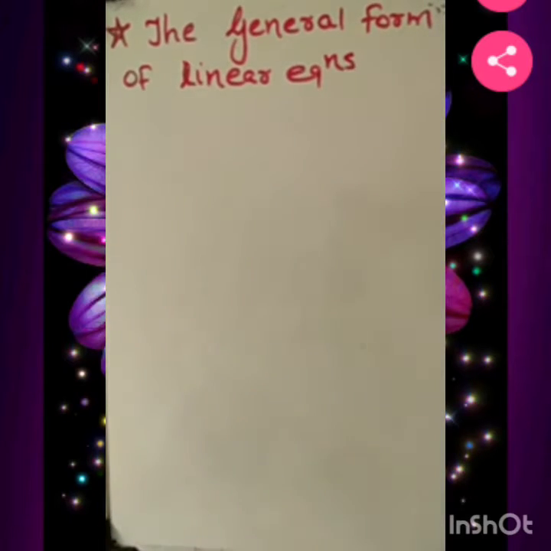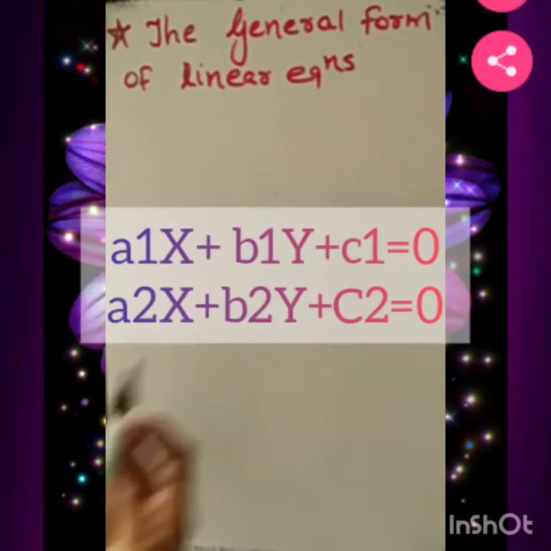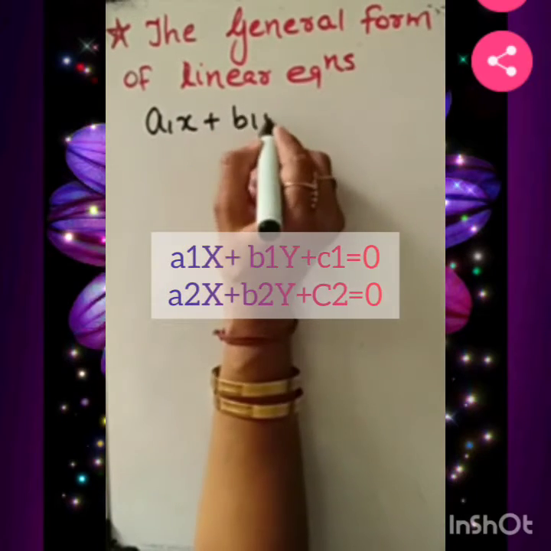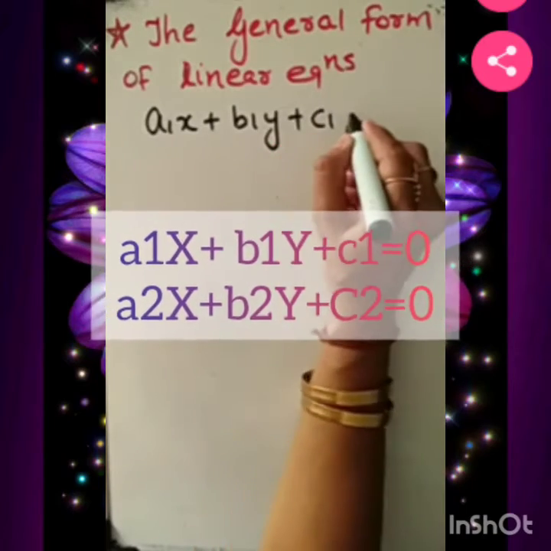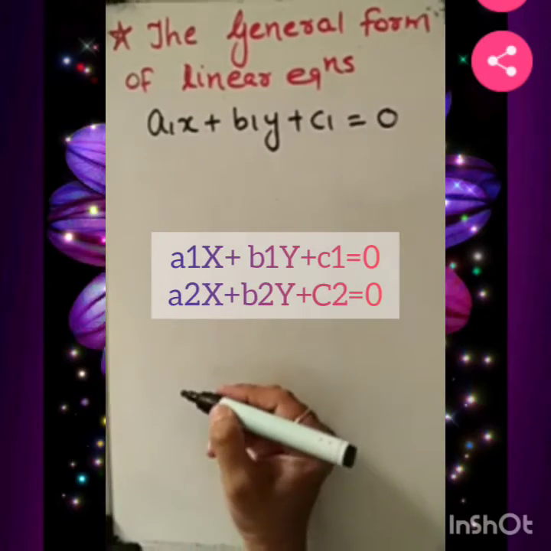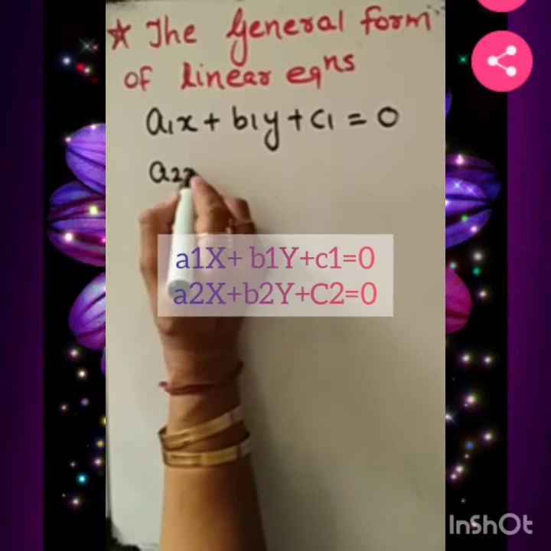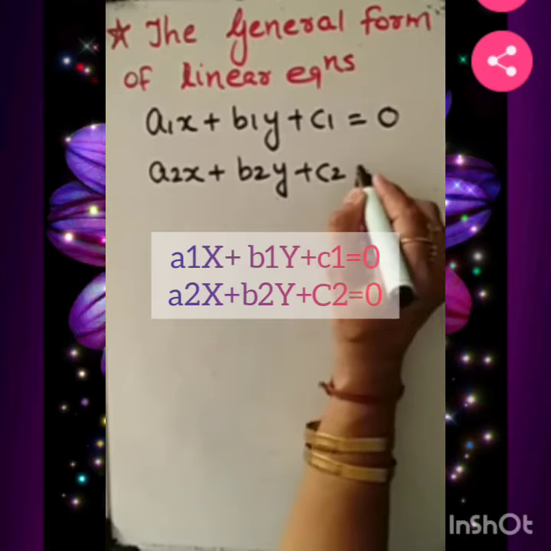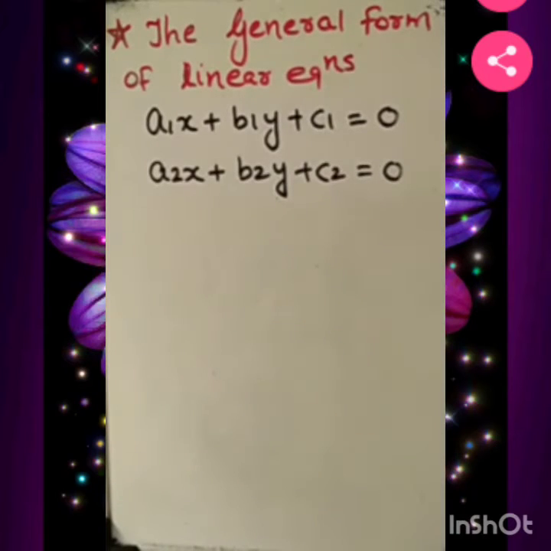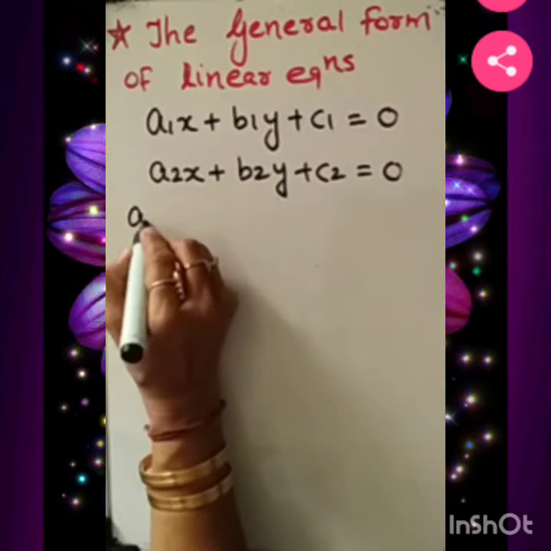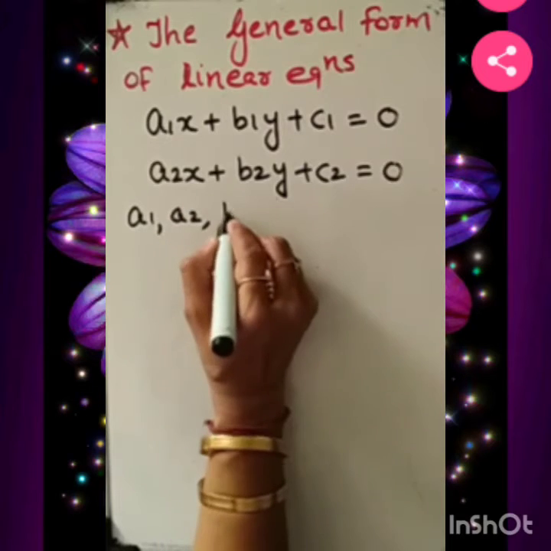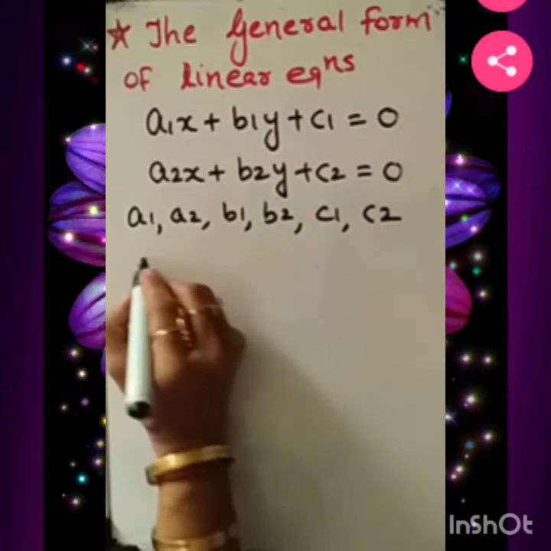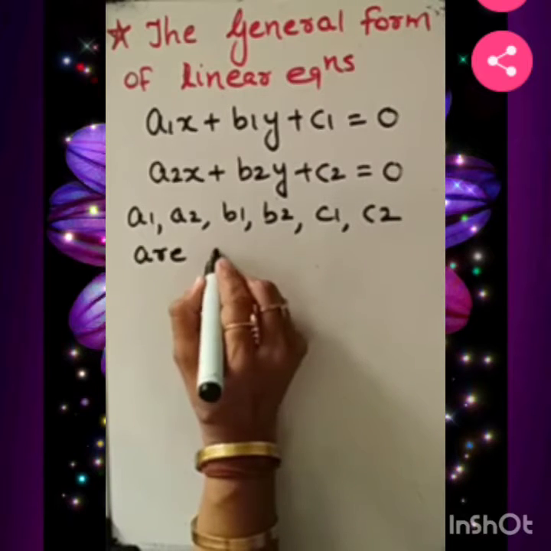The general form of linear equations are a1x plus b1y plus c1 equal to 0. Then a2x plus b2y plus c2 equal to 0. Under which condition? a1, a2, b1, b2, c1, c2, these all are real numbers.